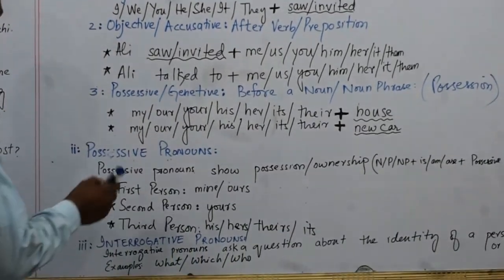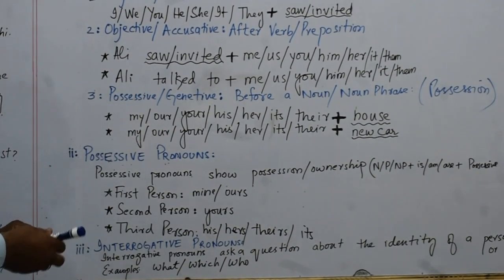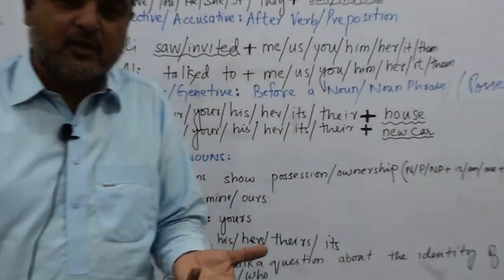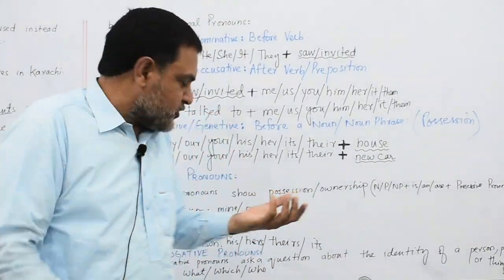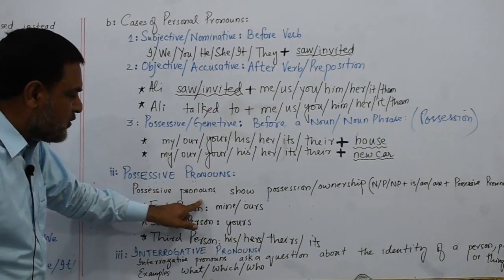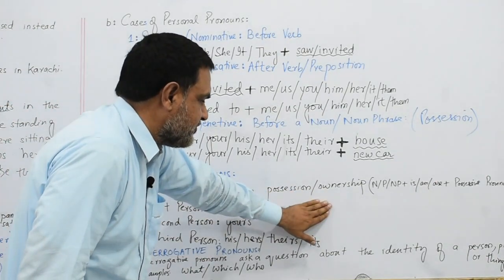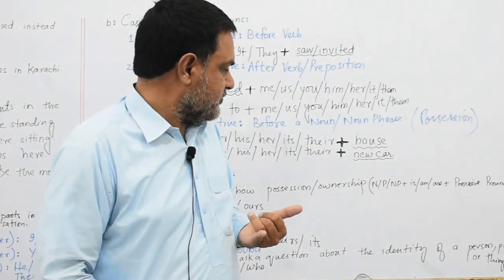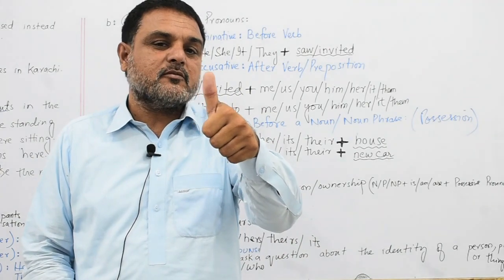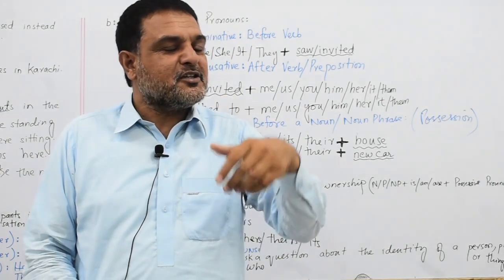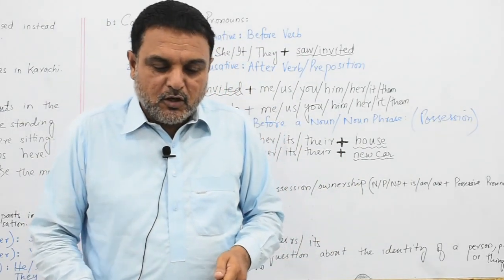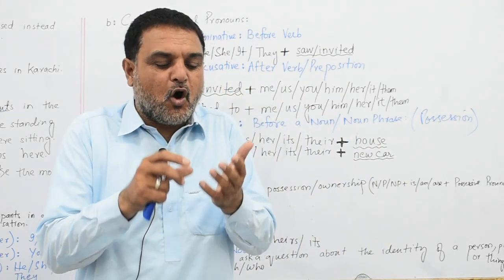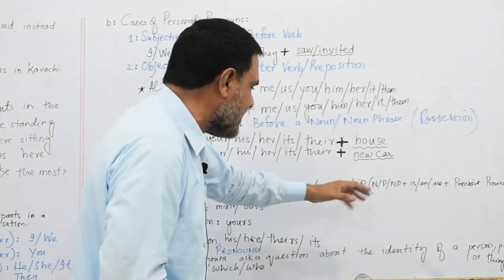Let's come towards now the second major kind of personal pronouns, and they are called possessive pronouns. As the title shows, possessive, owning, ownership. So it's a simple definition. Possessive pronouns show possession, ownership. They are used in such a way that they show possession, ownership of a noun or a pronoun or a noun phrase. In other words, a possessive pronoun is a pronoun that shows the possession, the ownership of a person, place or thing. And here is a simple formula.